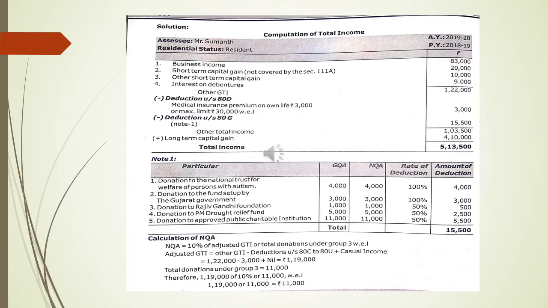And the last, fifth one, donation to approved public charitable institutions. This will come under Group C with limit. That means you have to calculate adjusted gross total income. 10% of adjusted gross total income or your net qualifying amount 11,000, whichever is less, that we have to take. Here to calculate adjusted gross total income, the formula is given. The actual gross total income is 1,22,000, out of which we have to give deductions under section C to section U. Or if you have any LTCG, that you have to subtract.